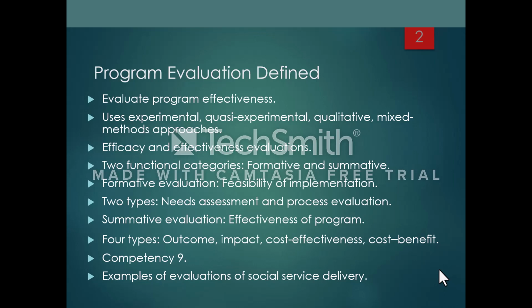There are two types of formative evaluation. Needs assessment is to determine the needs of potential participants and barriers to participation. The results are used for program planning and development. With process evaluation, which is the second form of formative evaluation, this evaluation determines if activities have been implemented as intended.